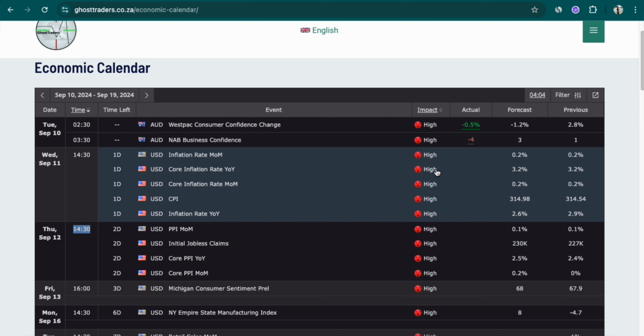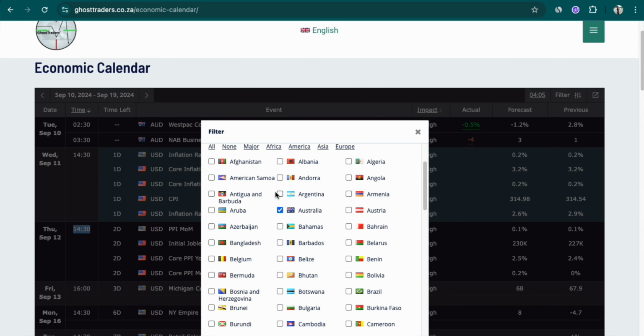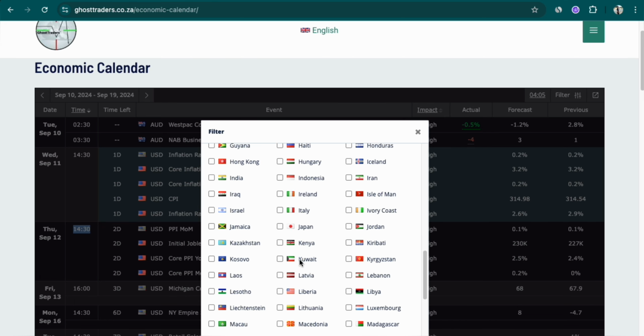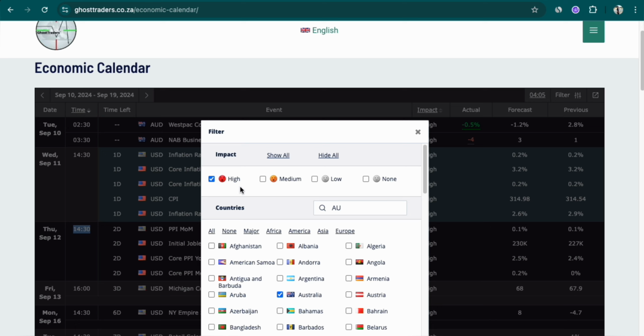So you can see here that we're going to have high volatility during this time. What you can do is just sit back and watch what price is doing, and let those who want to gamble gamble. As you can see, I've filtered out a lot of countries here. I've only focused on the Australian and also the USD, the US dollar. And when it comes to the news, I've only focused on high impact. So you just focus on the news that have high impact, so you prepare yourself for unexpected surprises.